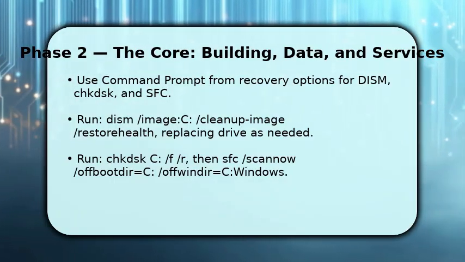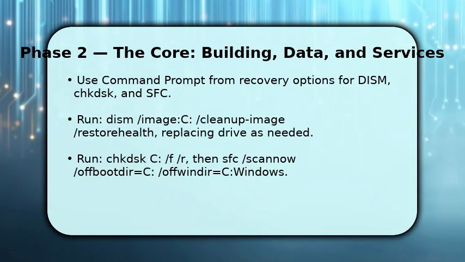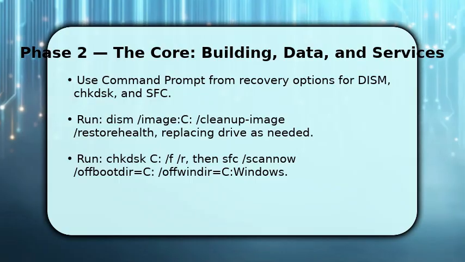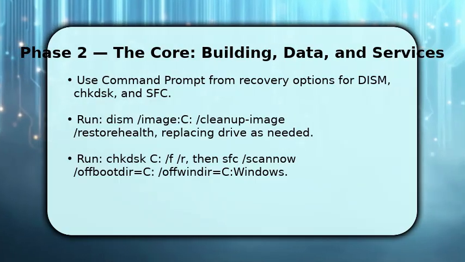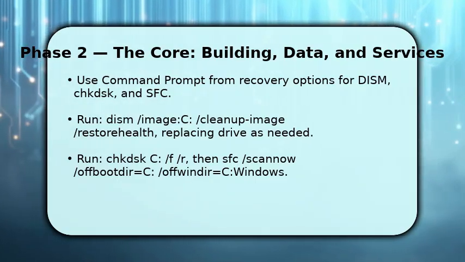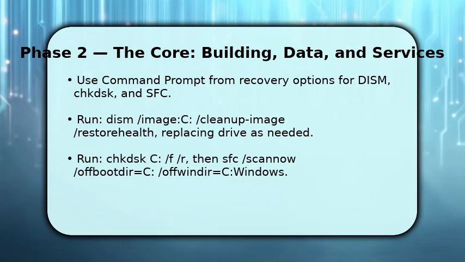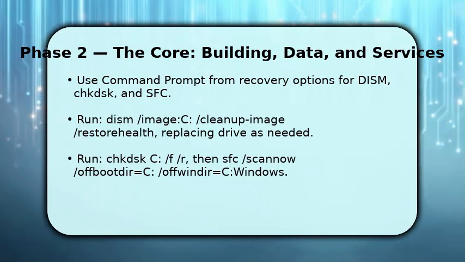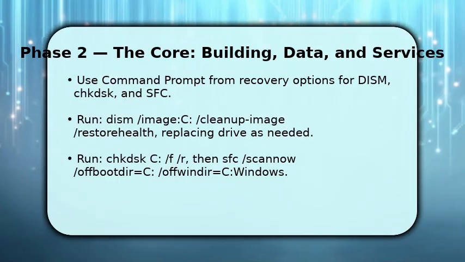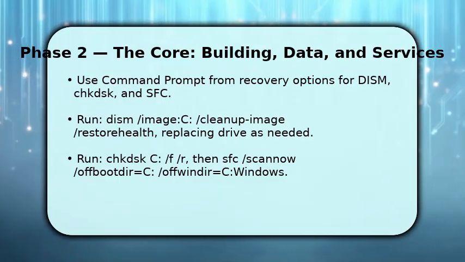Next, run chkdsk with /f and /r to fix disk errors and recover readable data. This can take significant time. After disk work, run sfc against the offline Windows folder to replace corrupted system files. If DISM cannot connect to Windows Update, provide a known good source WIM from your install media.